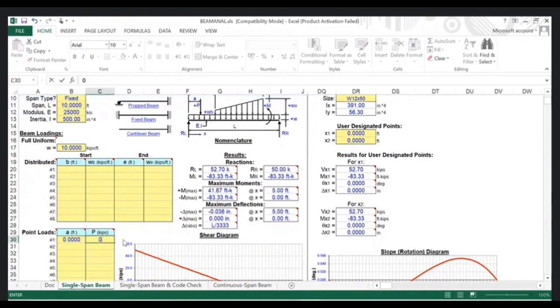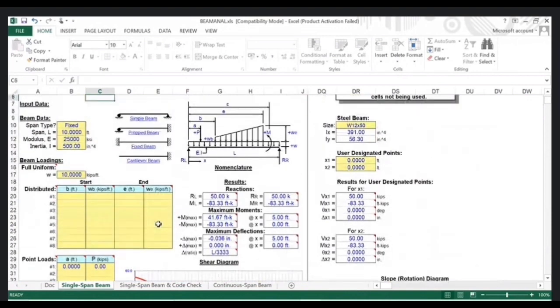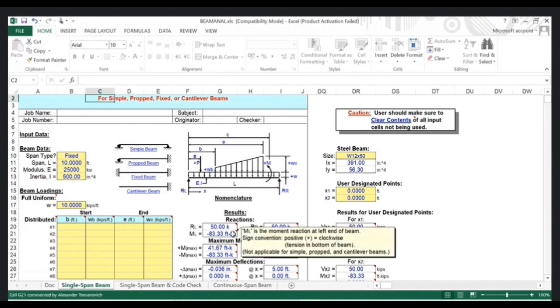Okay. So suppose on the fixed beam the span is 10 feet and the load is 10 kips per feet of UDL. From this load we get the reactions, 50 kips and 50 kips, and here you can see the two values of the moment at the end supports.